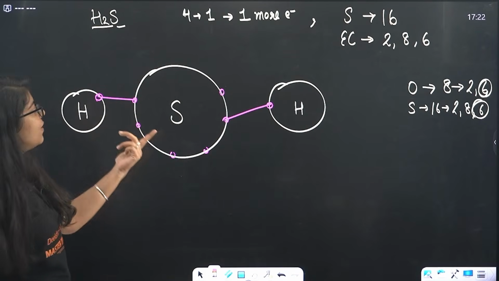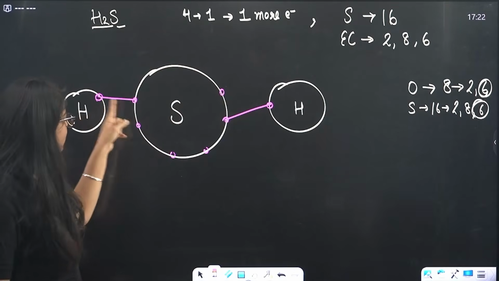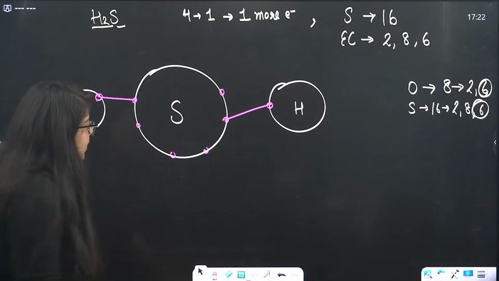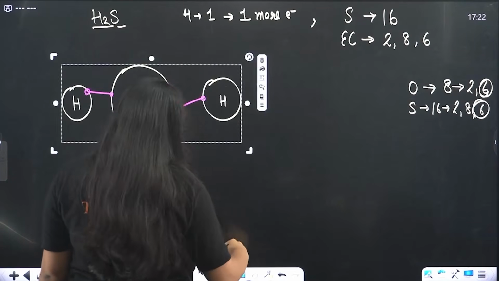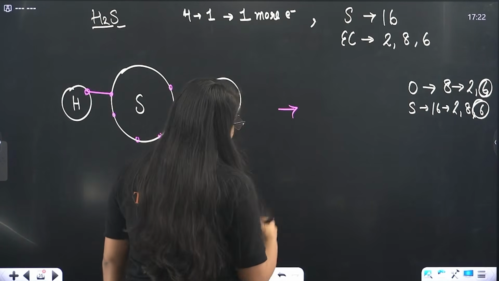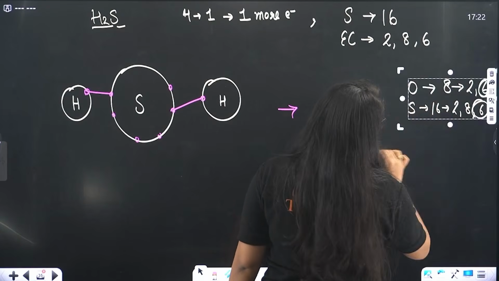Now sulfur will have what? Sulfur needs 2 more, right? So it gets one from this hydrogen and one from this hydrogen. And hence, everyone is happy and stable. How are they happy and stable? I will show you.